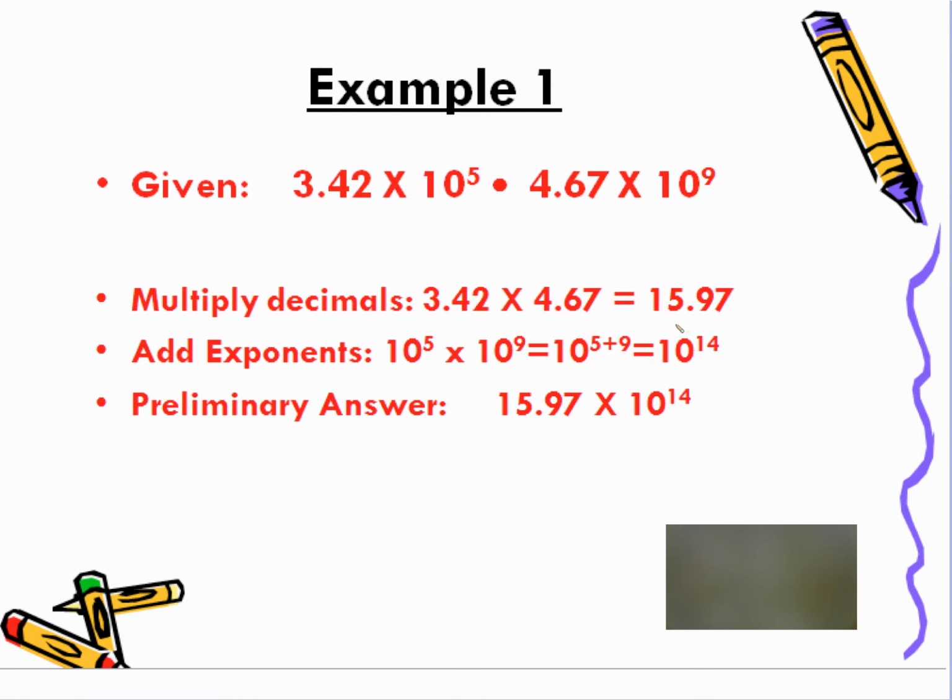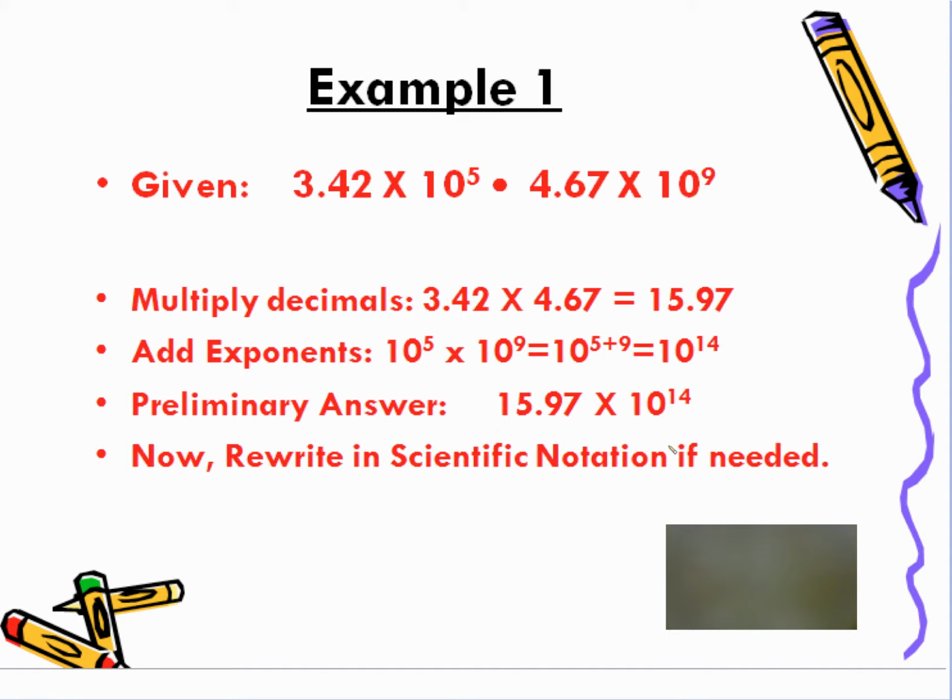And so now we write that whole thing. We take 15.97 times 10 to the 14th, and that would be our answer. Except we've got a problem here because we have to rewrite it in scientific notation if needed. Sometimes it will already be in scientific notation, but if it's not, you have to change it back. So notice here, I know that this looks like scientific notation, but it's not, because the number in front of the decimal is 15. And remember that that number has to be from 1 through 9. It has to be a single digit.